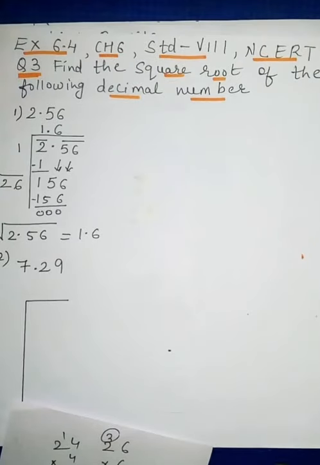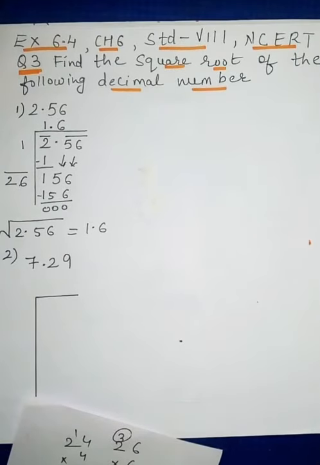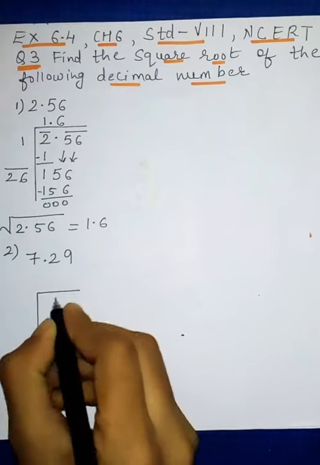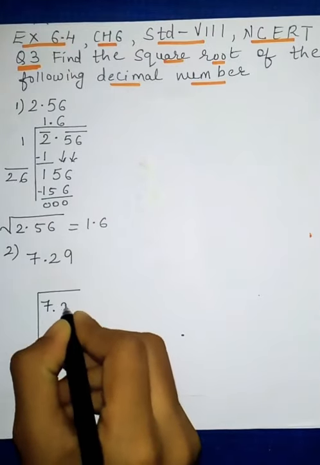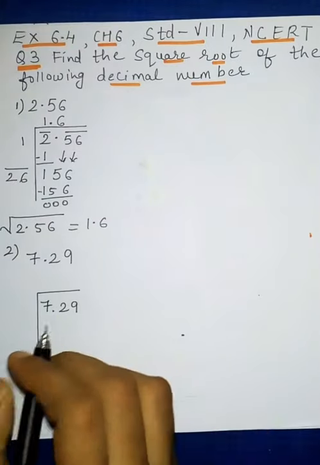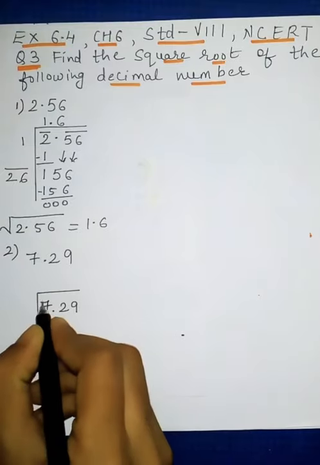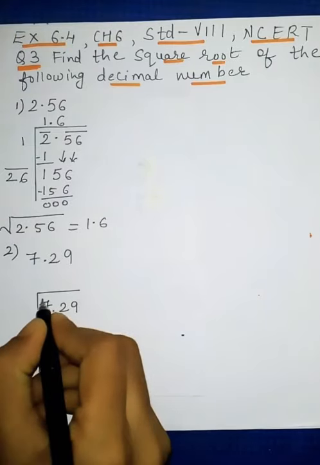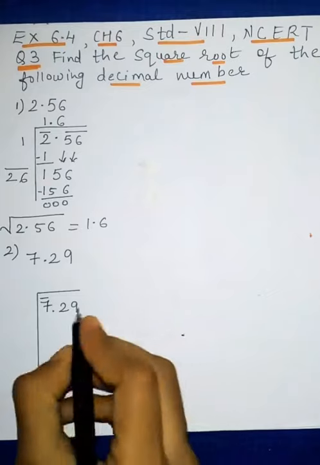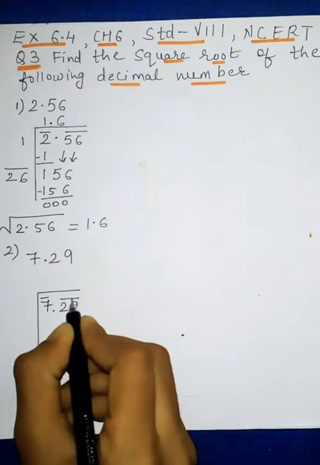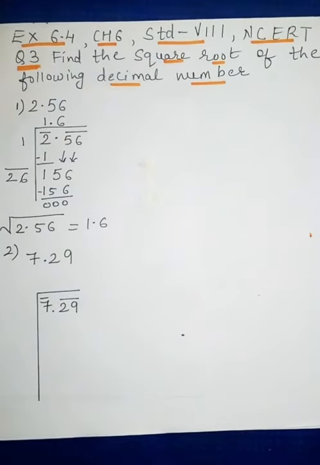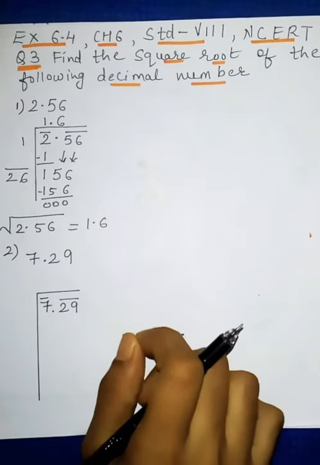Now moving ahead with the second question. Second is 7.29. First we will write here 7.29. Again we will draw the bars. Before the point, we start from here. There is only one digit, so one bar. After the point, we start from 2 and go to the right side. There are 2 digits, so 29 both come together in a pair.